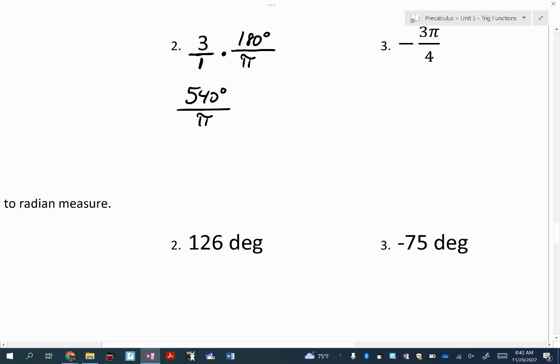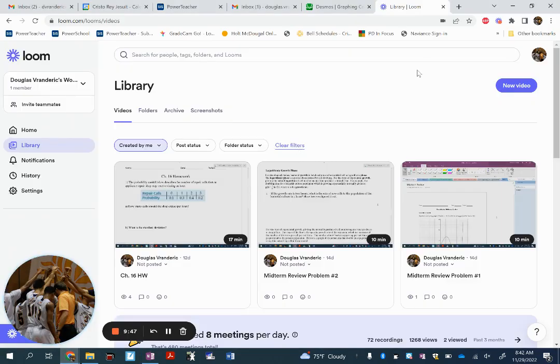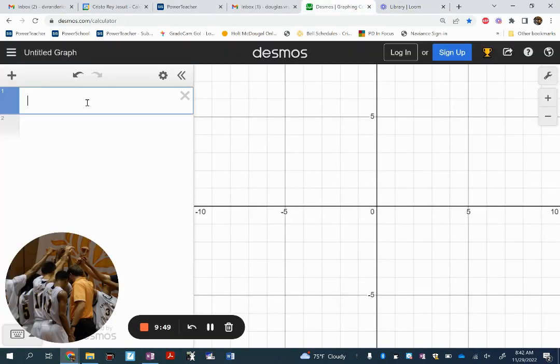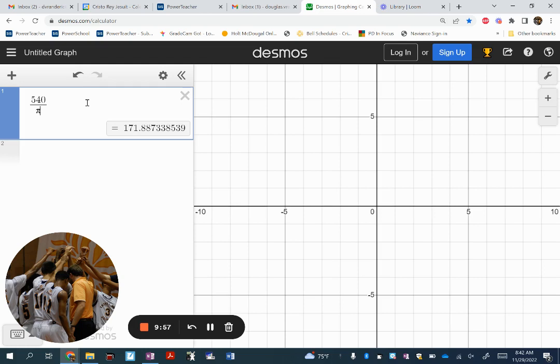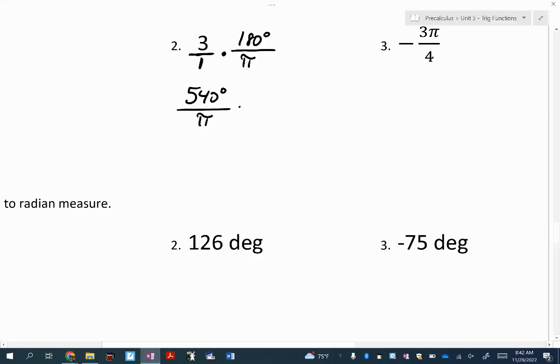So I'm going to actually use my calculator now. I'll go to Desmos here, and we can write this rounded to the nearest degree. So 540 degrees divided by pi. Let's use the symbol for pi. So we have 540 over, type in pi, to get 172 degrees when you round to the nearest degree. So this is approximately 172 degrees.